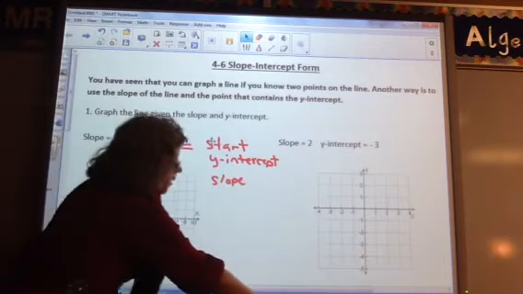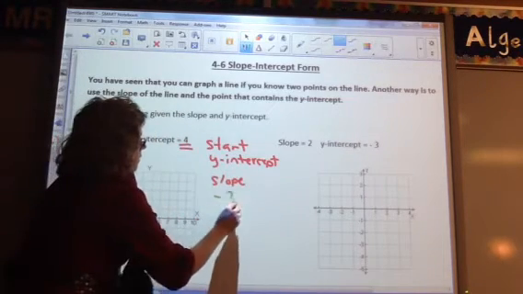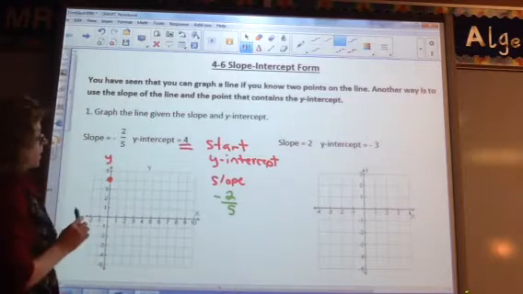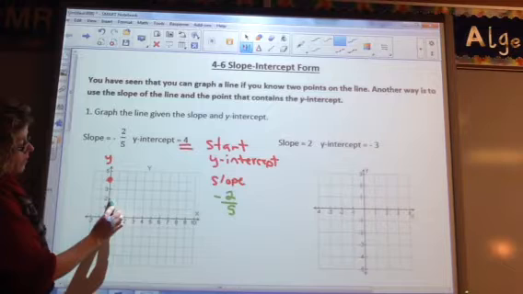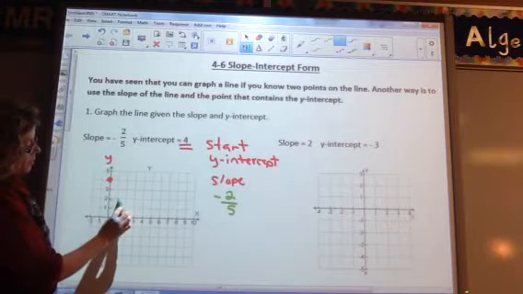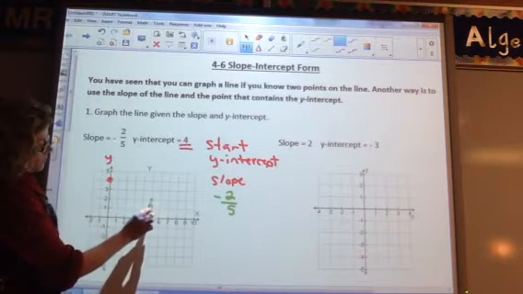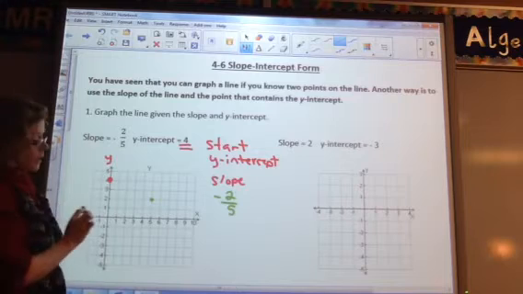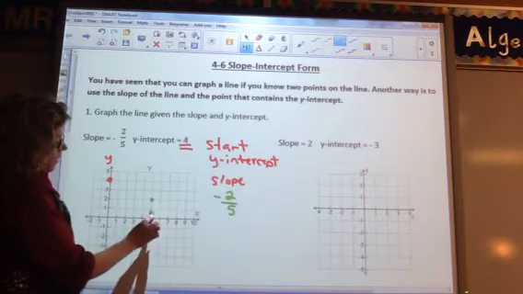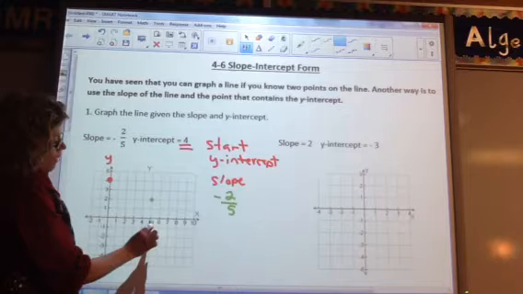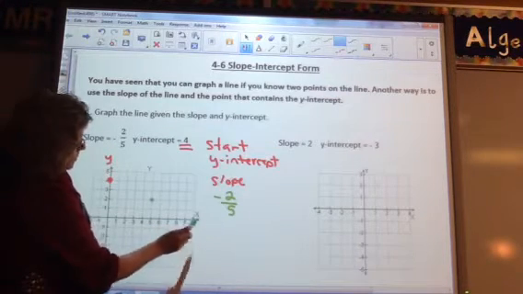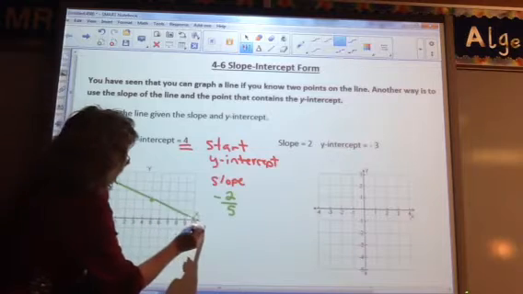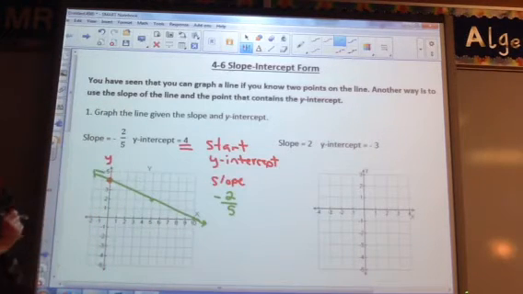So from this point, our slope is -2/5. What I can do is go down for my -2 and then right for my +5. If I want, I can do it again to get a third point. From this point, down 2 for my -2, right for my +5. And then I've just graphed that line. Now let's see y'all do the next one on your own here.